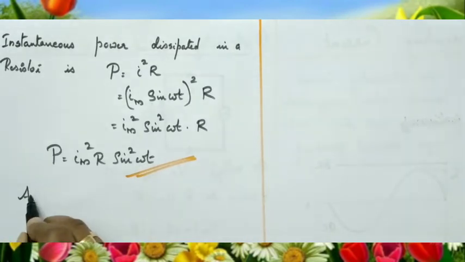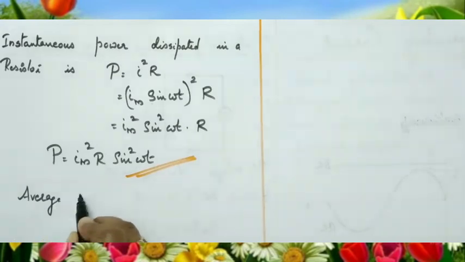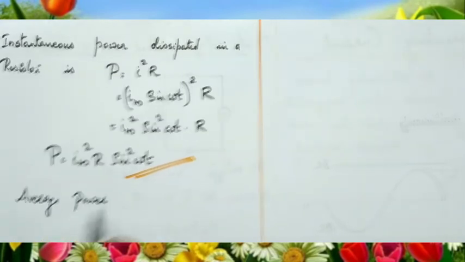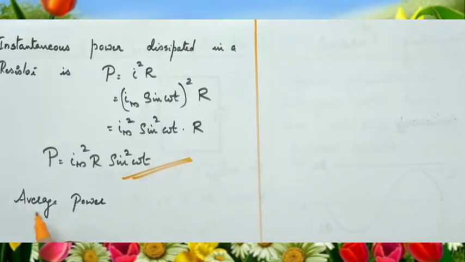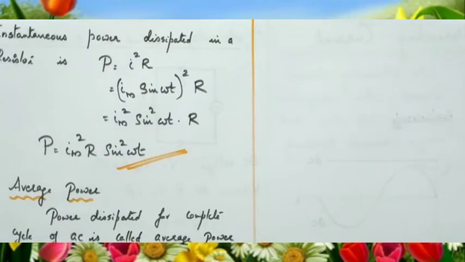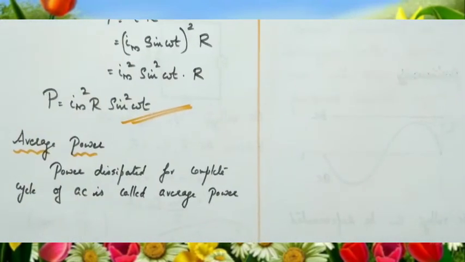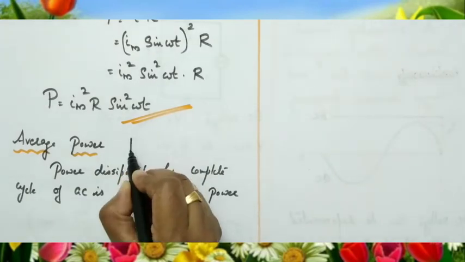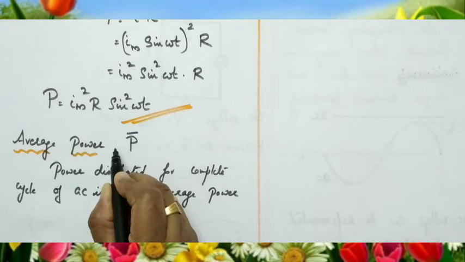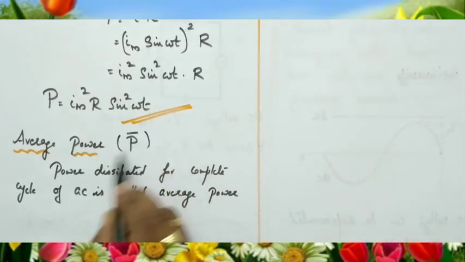Now we can derive the formula for average power. Average power means it is the power dissipated for one complete cycle of AC. This is called the average power. So average power is power dissipated for one complete cycle of AC. Okay, and average power is usually represented by P average.